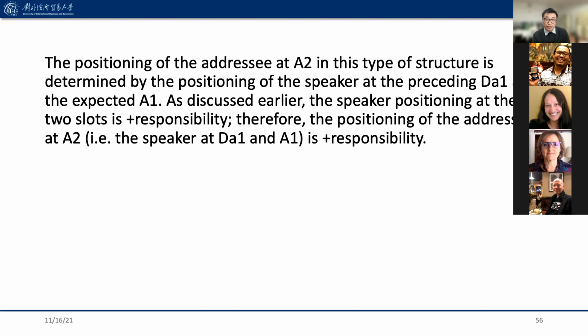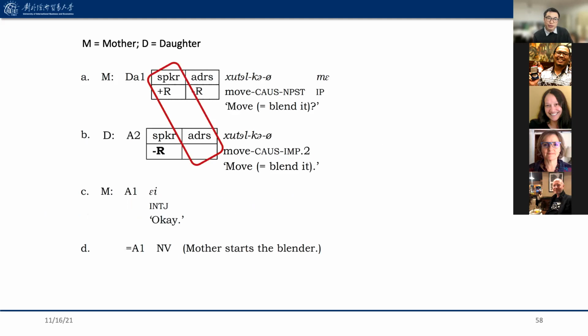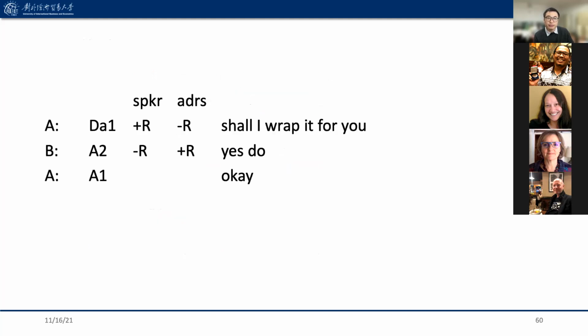So the positioning of the addressee at A2 in this type of structure is determined by the positioning of the speaker at the preceding A1 and expected A1. As discussed earlier, the speaker position at these two slots, DA1 and A1, we've got primary actor. So they are positioning themselves as responsible, which means that the addressee positioning at A2 would be responsible. So we would need to carry out that positioning at the A2 slot as well. So at A2, the speaker is positioned as not responsible, but the addressee as responsible. And we can use the same analysis in English. So shall I repeat for you? At A2, the speaker is positioned as not responsible and the addressee as responsible.